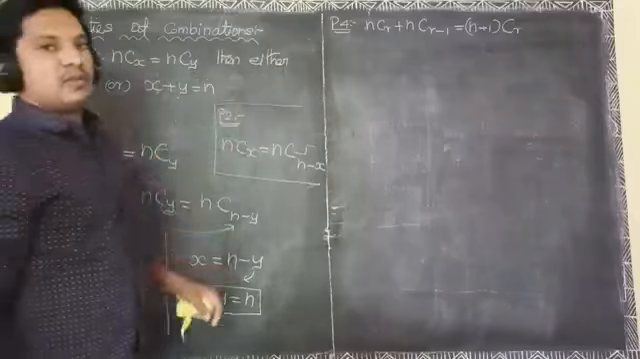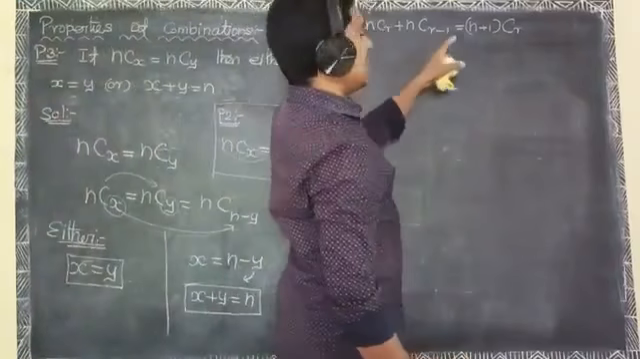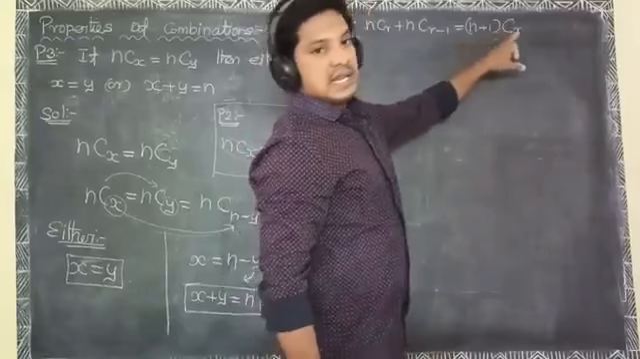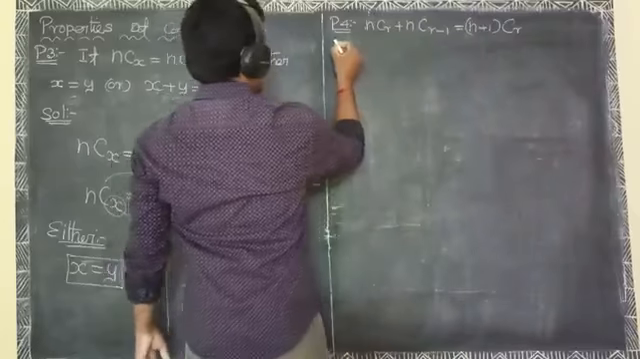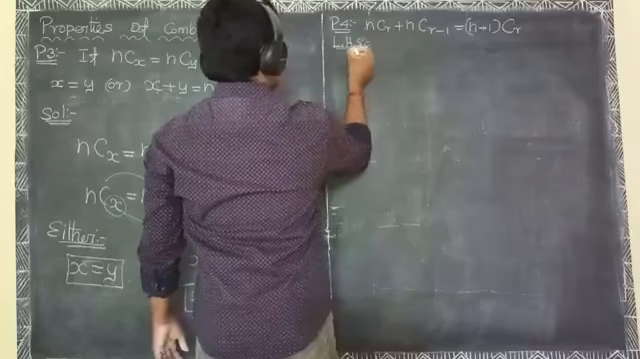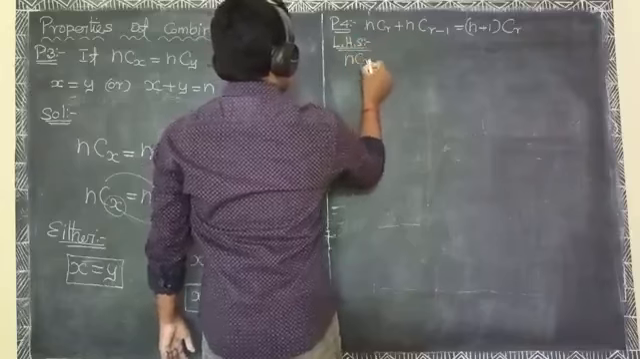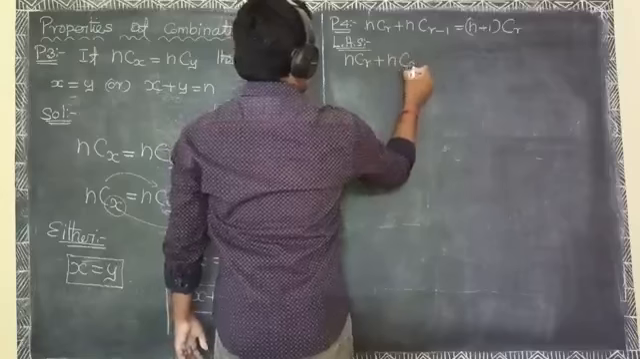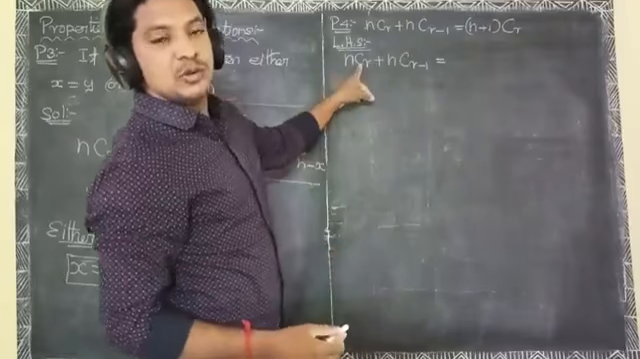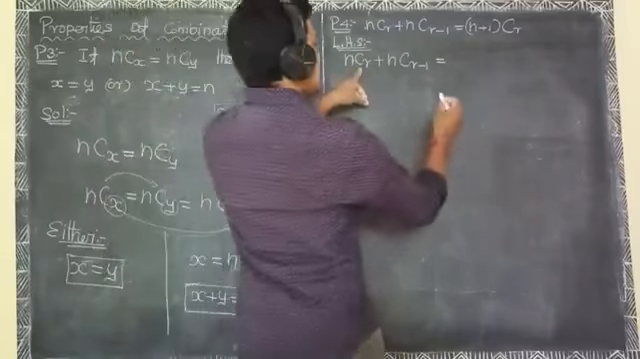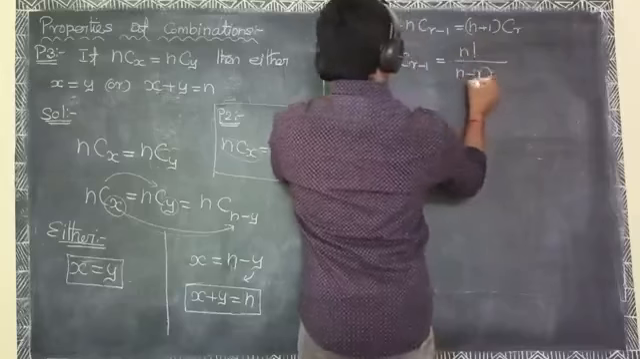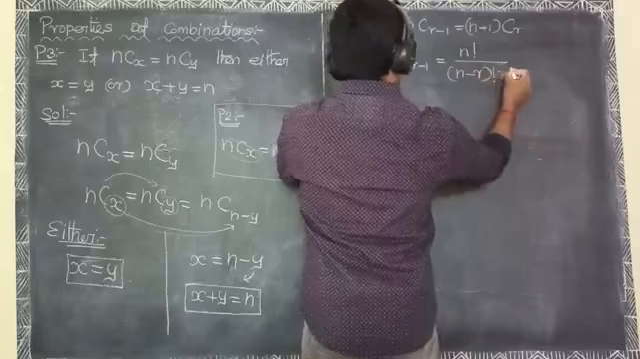In property number 4, nCr plus nC(r minus 1) is equal to (n plus 1)Cr. Now we take the LHS, that is nCr plus nC(r minus 1). In the first term we can rewrite using the combination formula, that is n factorial divided by (n minus r) factorial into r factorial.